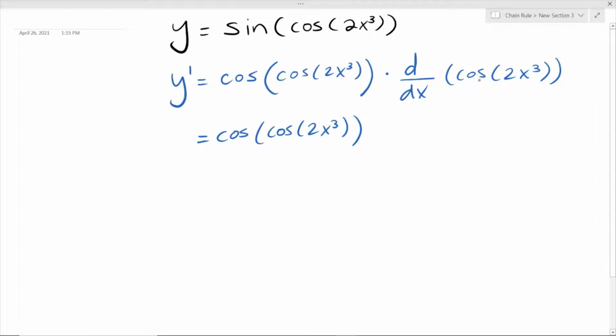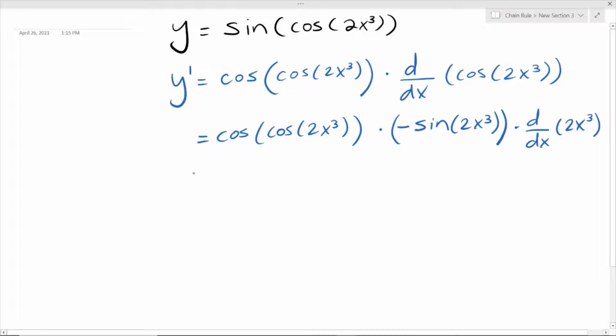So the derivative of cos is going to be negative sine, right? So it's going to become negative sine, okay? Then we have to copy this part, 2x cubed, just like that. And then we also have an internal function which we need to find the derivative of. So we found the derivative of the bigger function, the outside function. Now we have to find the derivative of the inside function, which is 2x cubed. Okay, so we're going to do that in the next step.